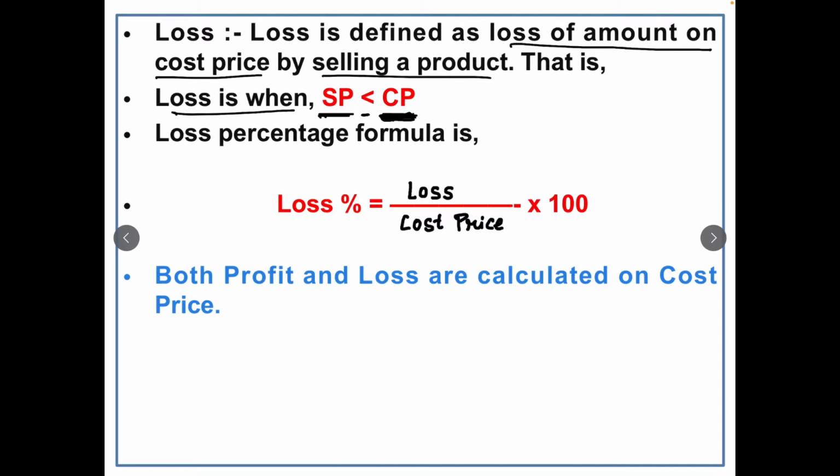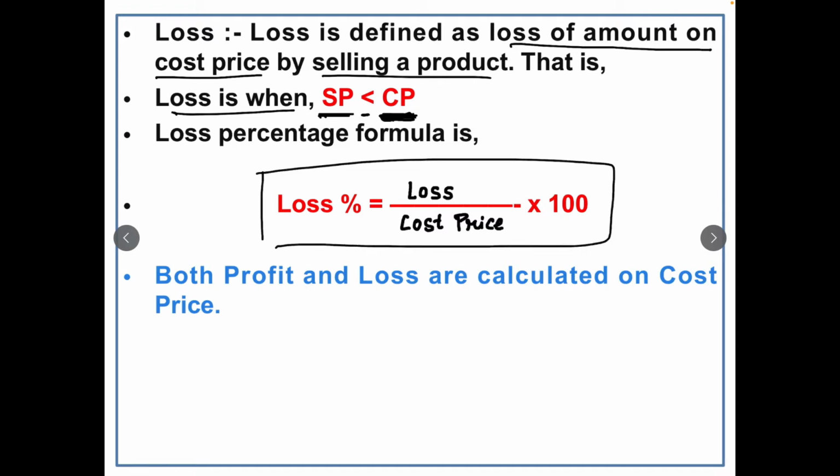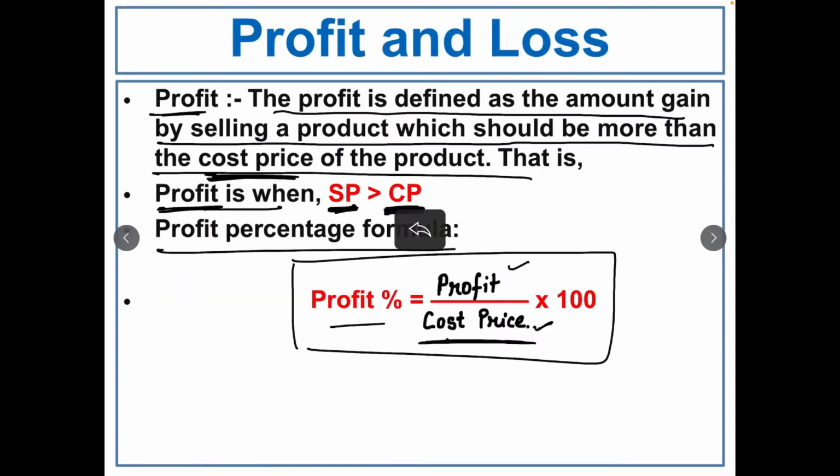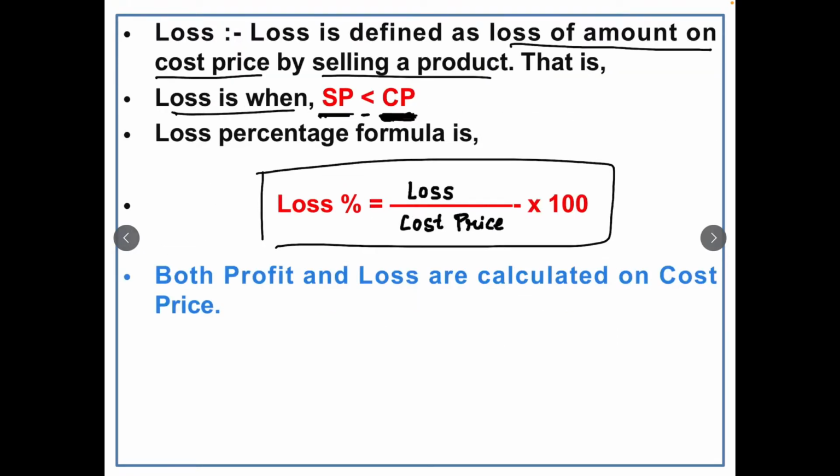Okay, and in a similar way we have a formula to calculate the loss percentage, which is given as: loss percentage equals loss divided by cost price multiplied by 100. So in both profit and loss we have cost price. Both profit and loss are calculated on the cost price, while discount was calculated on MRP, that is mark price. Profit and loss are calculated on the cost price. Okay, keep this difference in your mind.